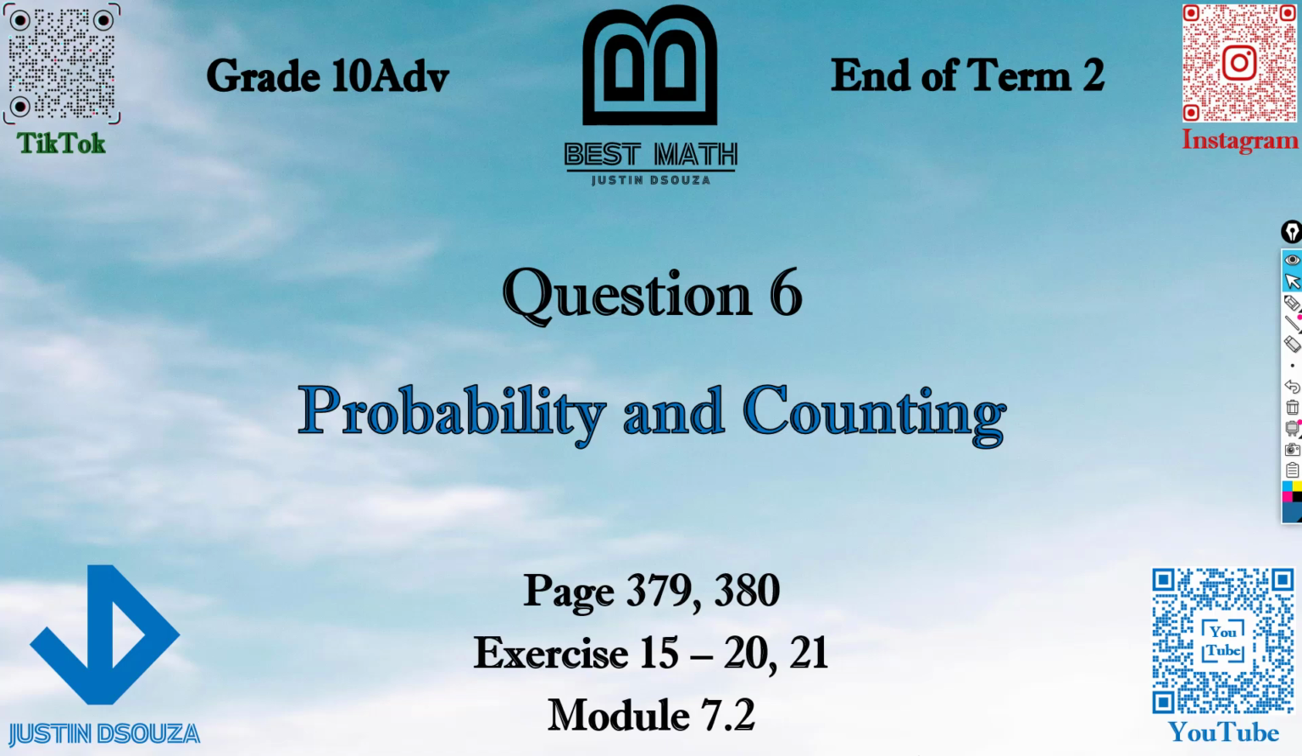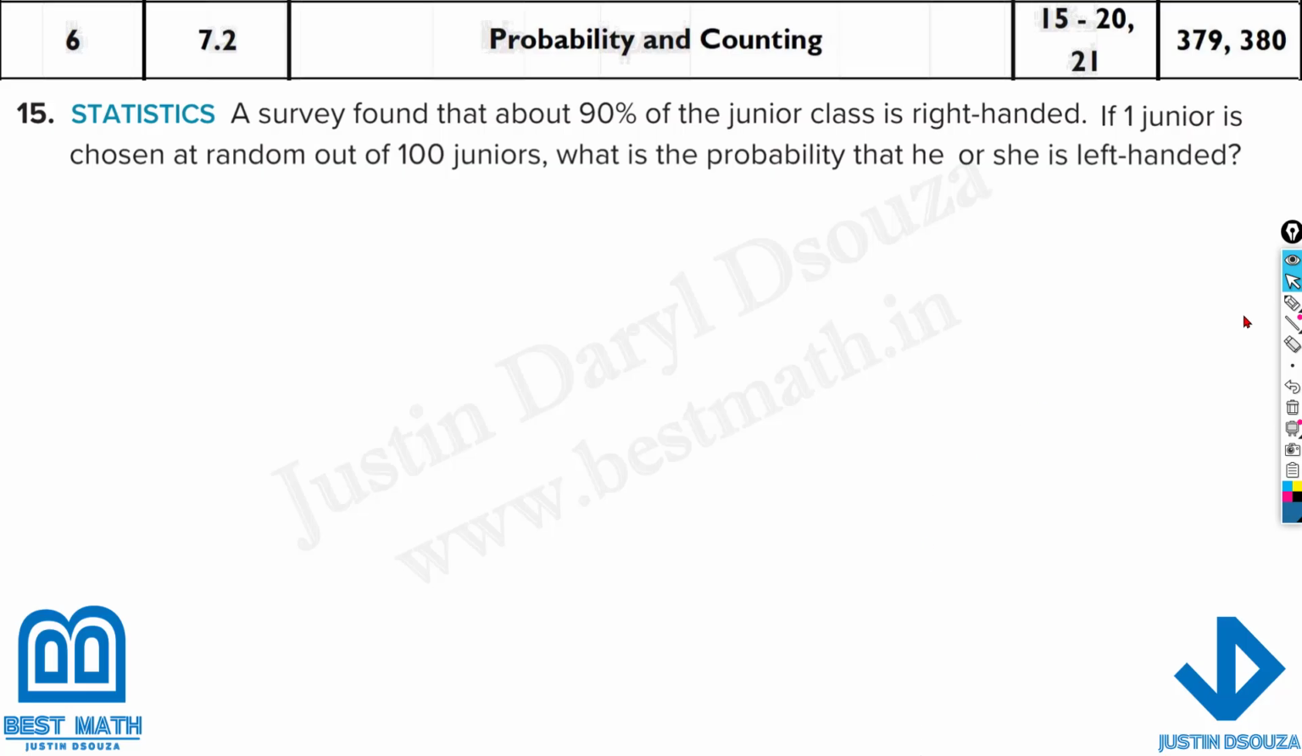It's from module 7.2. These are all real world problems, and they're pretty easy because you don't need to solve in detail. Just get to the part of what is required and you can easily solve them. The first question is about statistics. A survey found that 90% of the junior class is right-handed. Okay, right-handed, 90%. So what is left-handed then? 10%, directly you can tell.